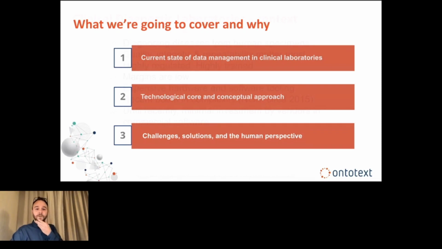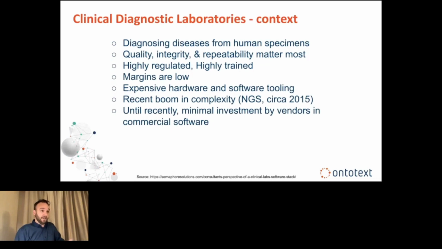So let's start with what is a clinical lab? In its simplest context, it's a room that has benches in it with instruments on those benches and humans whose job it is to take tubes of a specimen, human blood or some other kind of a specimen, through a process that will provide an answer to someone who's anxiously awaiting an answer about do I or do I not have cancer, for example. That means that these laboratorians, as they call themselves, need to have quality, integrity, and repeatability as the things that they care about the most.